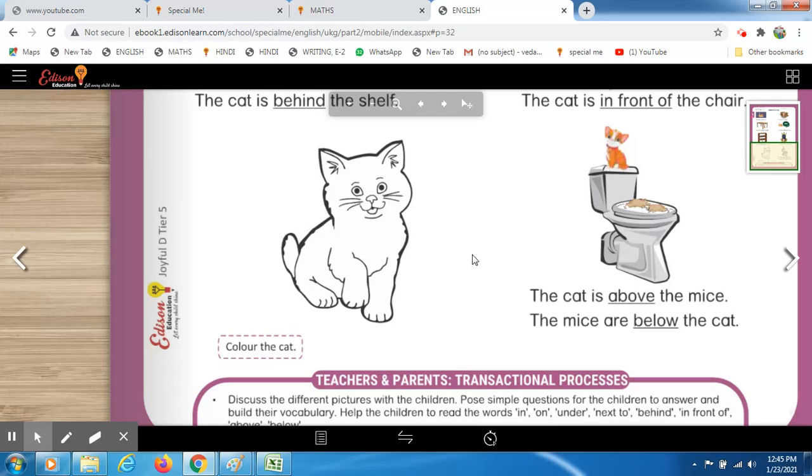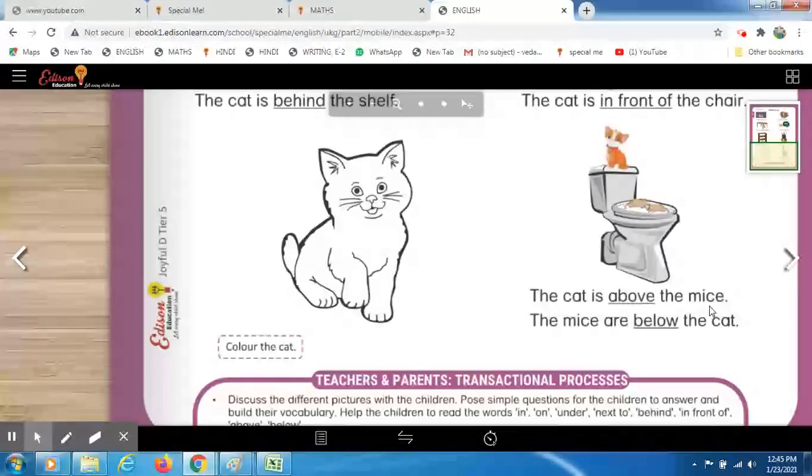आपको कलरिंग करनी है and make your cat beautiful. Fine. Now come to the next picture. अब इस पिक्चर में आप देखो the position of cat on the seat. यहाँ पे सीट पर क्या है? माइस है ना. So cat का है, the cat is above the mice.